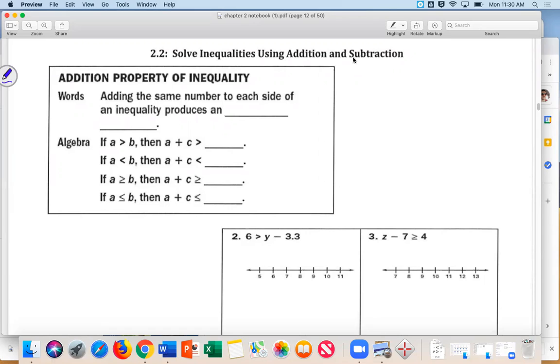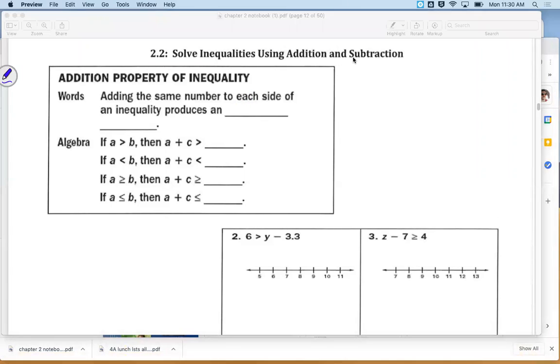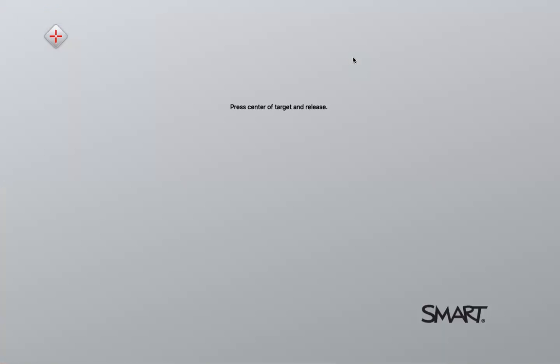So here we go. Adding the same number to each side of an inequality produces an equivalent inequality. So you guys can go ahead and write that down.